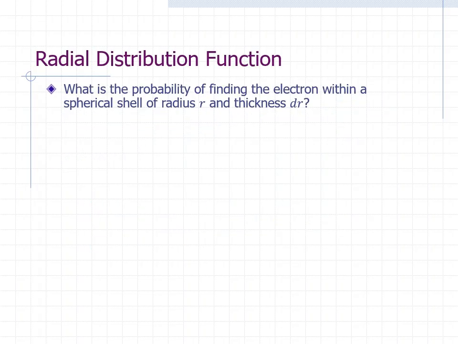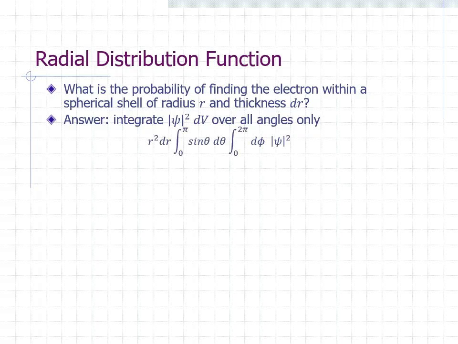What is the probability of finding the electron within a spherical shell of radius r and thickness dr? To answer this question, we have to integrate the absolute value of psi squared, dv, but over all angles only. Here's the integral. Note that we integrate over all possible values of phi, that is from 0 to 2 pi. Then we multiply by sine theta and integrate over all possible values of theta, which is from 0 to pi.